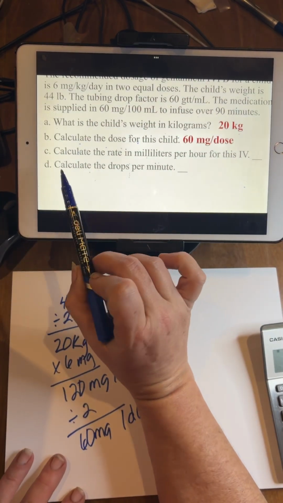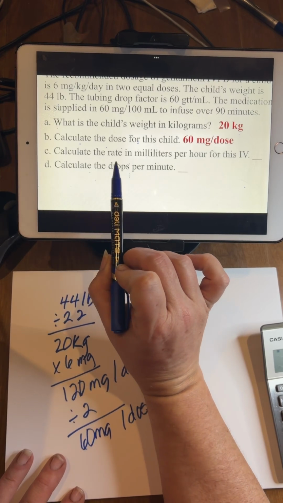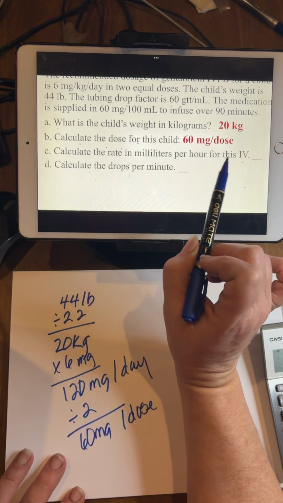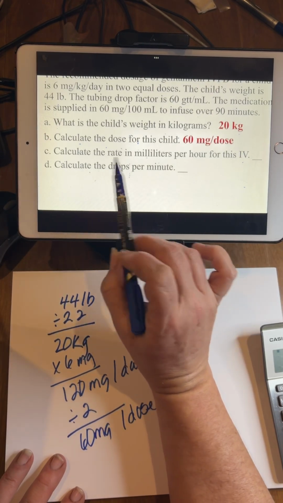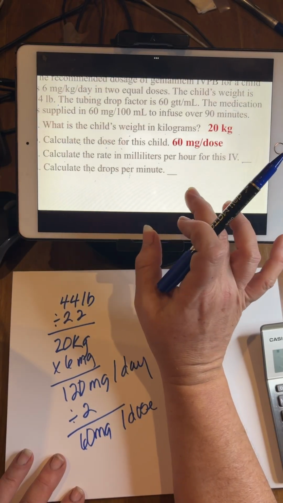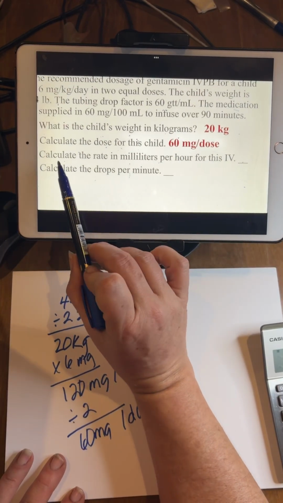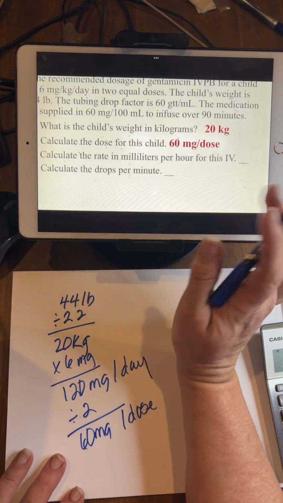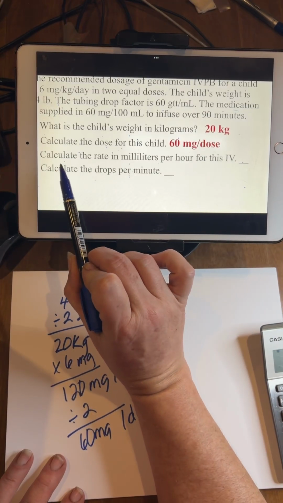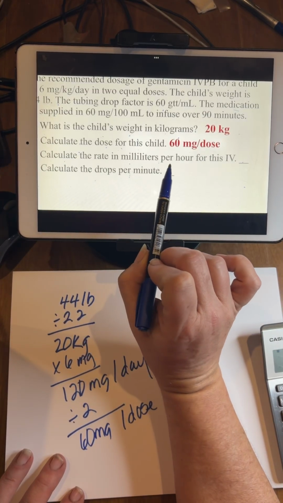And then Ethel wants to calculate the rate in milliliters per hour and drops per minute. So we're going to give her what she wants. Or Engelbert, if you've got a male. Anyway, we're going to just focus on the milliliters per hour first.